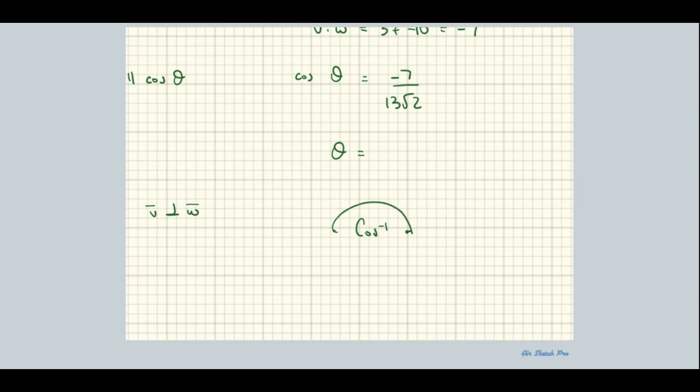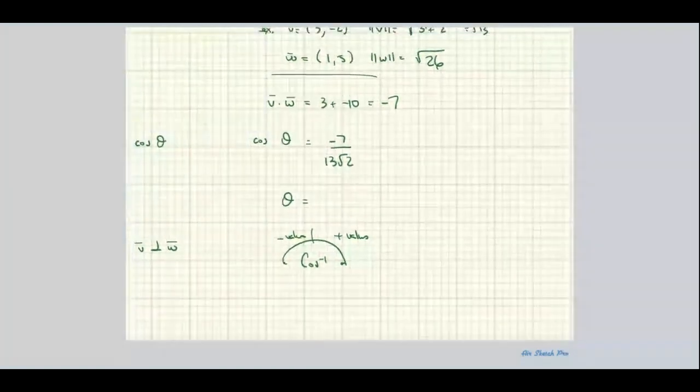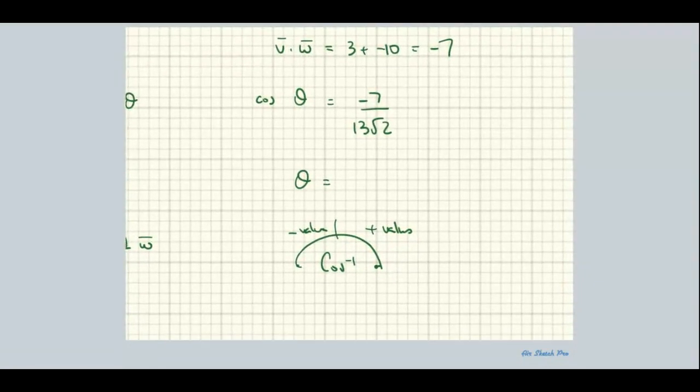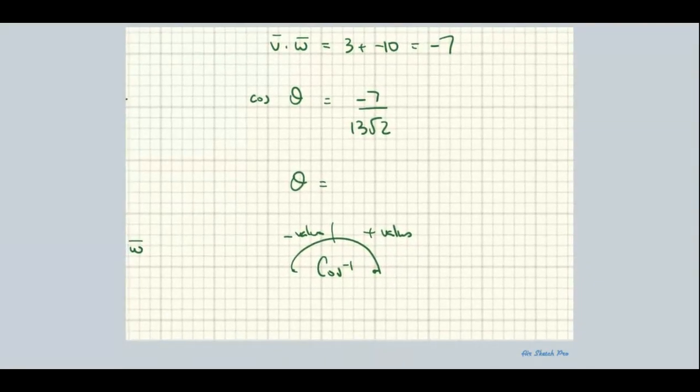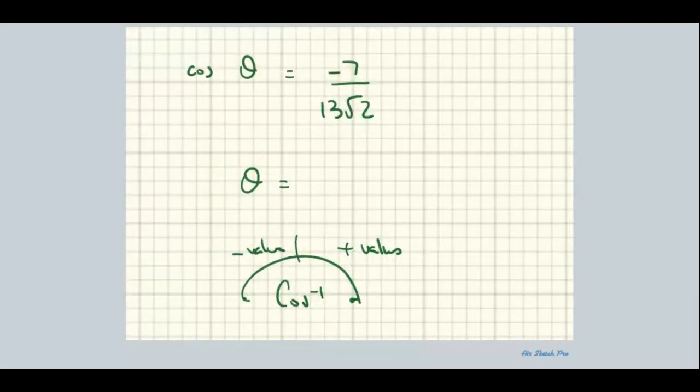The reason I knew it was more than 90, remember our cosine, guys. Cosine is an x thing. Positive values here, negative values here. That's how I knew it was more than 90 degrees. Oh good, you're able to fix the calculator. And so theta is just the arc cosine of -7 over 13 root 2.